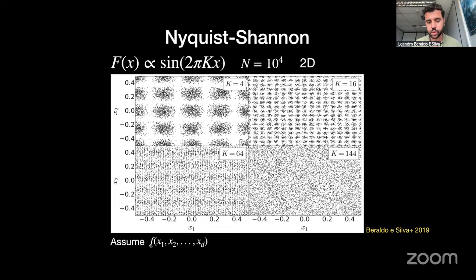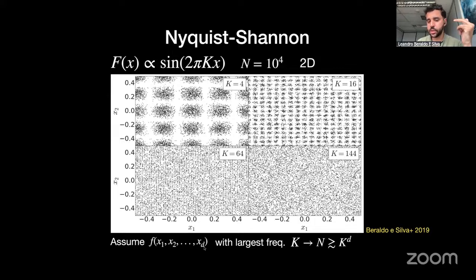So if you assume a function in d dimensions, and you assume this function has a largest frequency k, and you want to sample this function, this puts a minimal number of points needed to reproduce all the features of this function. It is this frequency k to the power d, where d is the dimension of your space here. Okay, but very important here. This is a very important point of the talk.